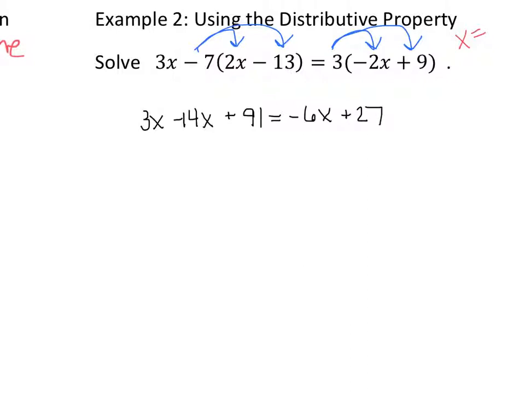Maybe add 6x on the 27 side. Okay. So we're going to add the 6x from the right side. We'll put it over here, on the negative 14x. We can combine all of these, can't we? They're all like terms. So that makes negative 5x. So we just added all those coefficients together: 3, 6, and negative 14. Okay, plus 91 equals 27.